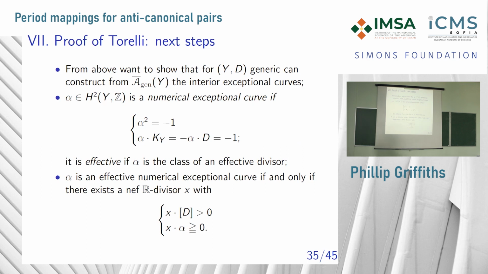The things we have to worry about are classes whose square is positive. The negative ones we dealt with. Okay. So a numerical exceptional curve is what you think it is. It's effective if it's the class of an effective divisor. That doesn't mean that it's a -1 curve. It could be a linear combination. I mean, that's going to be hard to happen, but you have to be careful in some of these arguments dealing with the closure of the ample cone. So it's an effective numerical exceptional curve if and only if these two things happen.